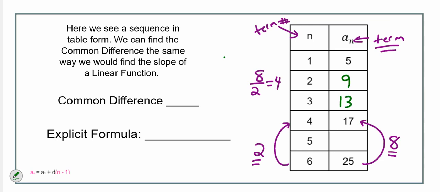13 plus 4 is 17, so that's good. 17 plus 4 is 21, and 21 plus 4 is 25. That tells us we have the right common difference. It's 4. And by now, we're so good at explicit formula, we can do this in our sleep, right? We know a sub n equals the first term. The first term is 5. Our common difference is 4, and then we just tag along that n minus 1. Woo, we're getting so good.